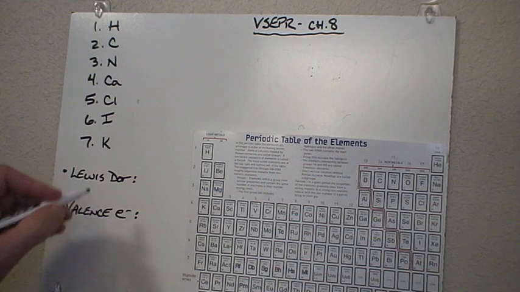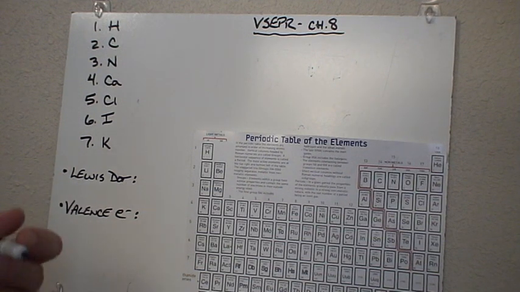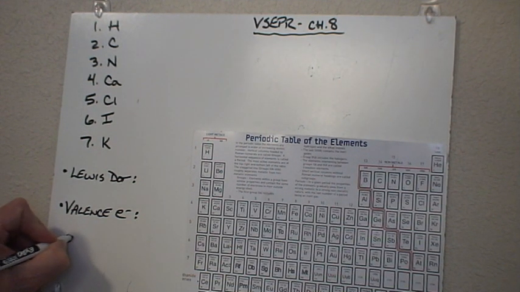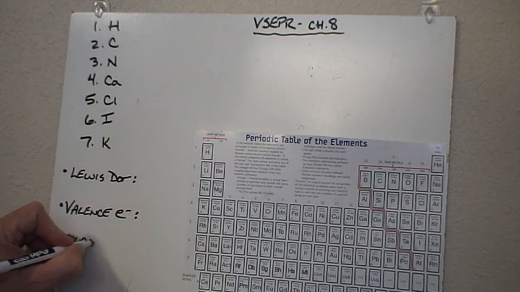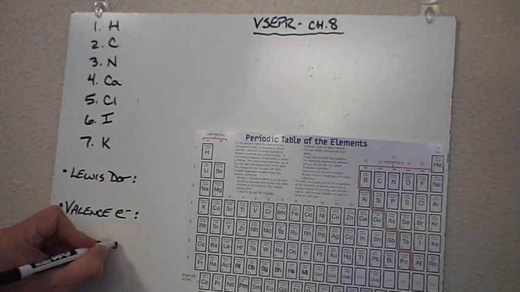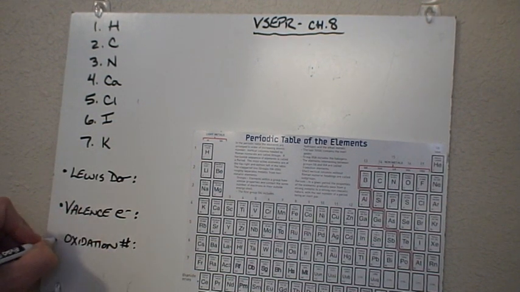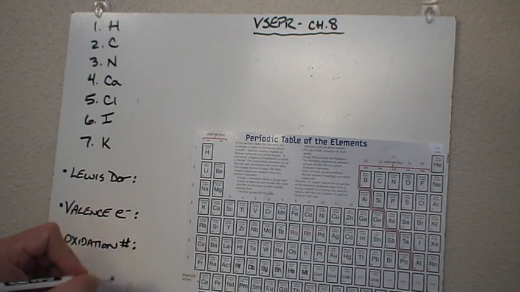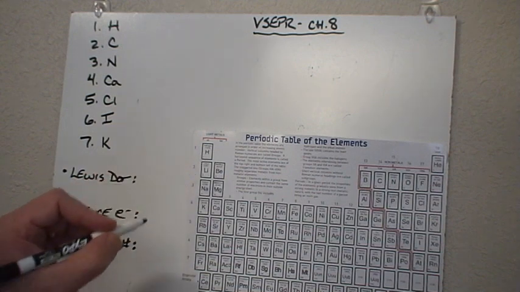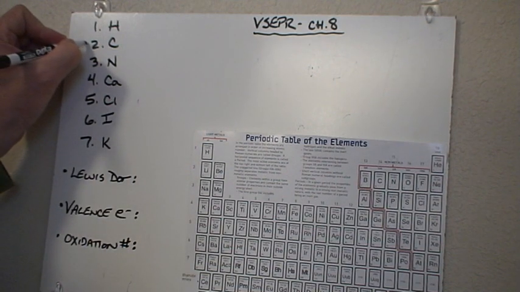Now remember, Lewis dot diagrams show the electrons in the highest energy level. We refer to those as valence electrons. Lewis dot is how we actually show them, and valence electrons is actually counting them up, and then we can figure out something called oxidation numbers from that as well. So those 3 terms we're just going to bring back for a moment. Oxidation number is another one of them, and that's going to go into how we write compounds and so on.